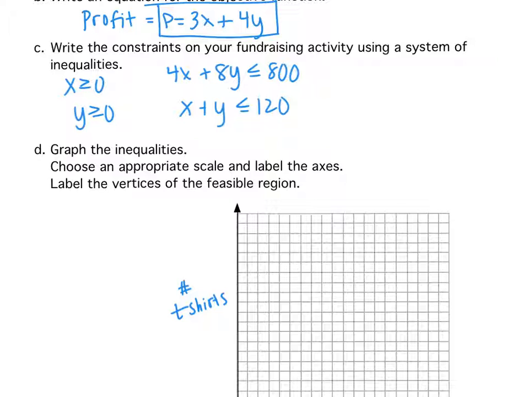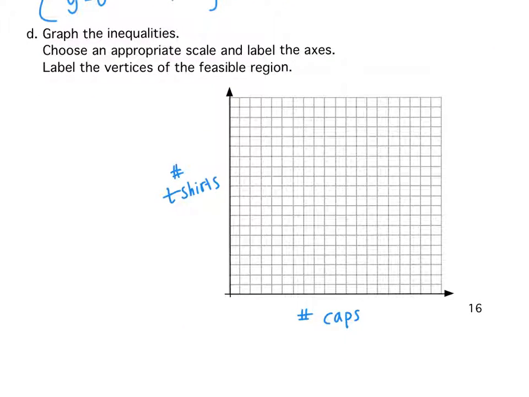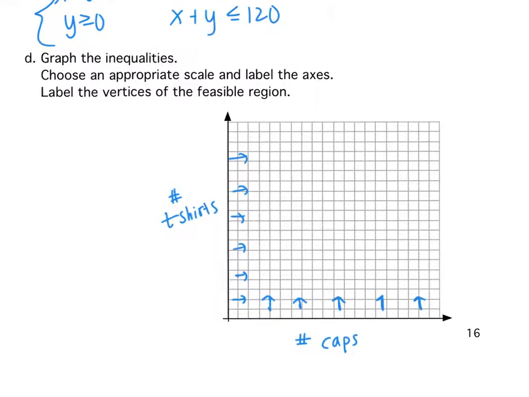Sorry, before we do that, I want to focus on these two. X is greater than or equal to 0. X equals 0 is this vertical line. Greater than 0 would mean we're shading to the right. So that'll be here. Can you guys do this with me, please? Y is greater than or equal to 0. Y equals 0 is the horizontal axis. Greater than 0 would be shading up. Okay.